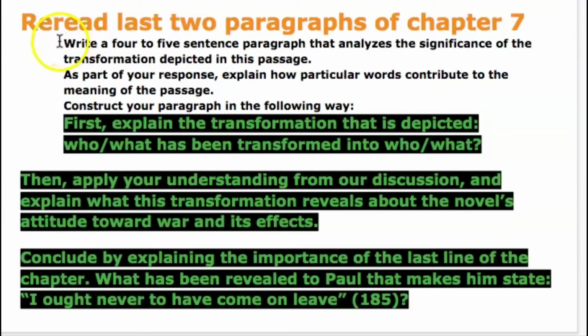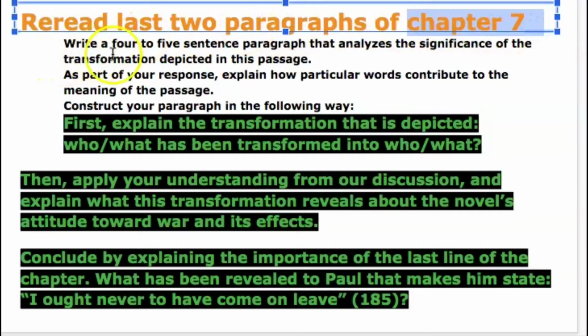Now I want you to reread the last two paragraphs of Chapter 7. And I want you to write a 4 to 5 sentence paragraph that analyzes the significance of transformations depicted in the passage. First, explain the transformation that is depicted: who and what has been transformed into who. Then apply your understanding from our discussion, and conclude by explaining the importance of the last line of the chapter.